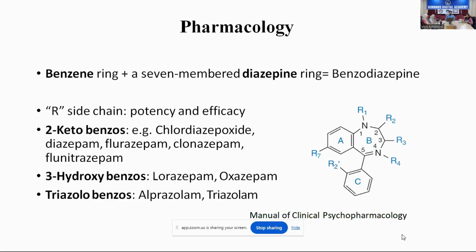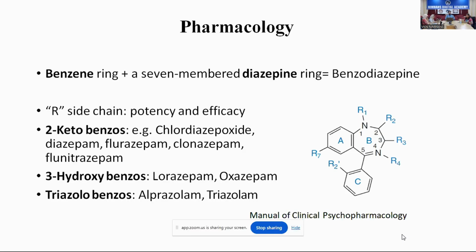Then we have the 3-hydroxy benzos. 3-hydroxy benzos, again, are very easy to metabolize. So that's why there are lorazepam and oxazepam. Now, recently, temazepam is also considered a part of the 3-hydroxy benzos. These are the benzos which are very easy on the liver because, as we know, benzodiazepines undergo two-phase metabolism in the liver.